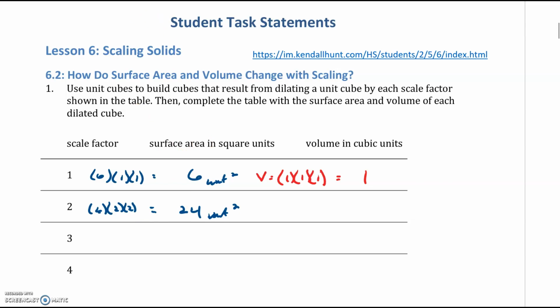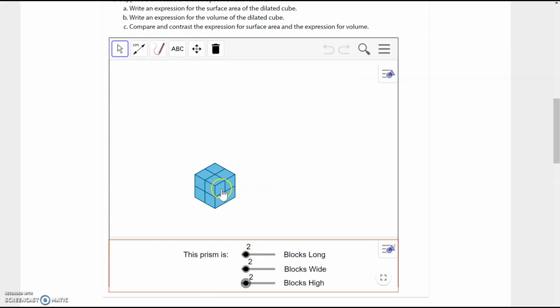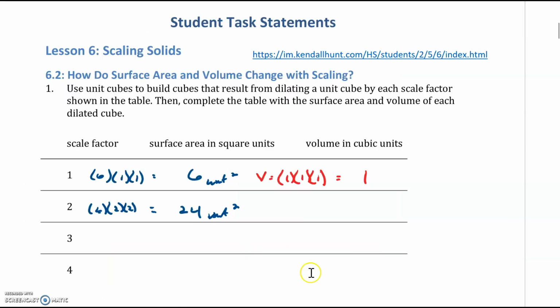Now let's look at our volume. The volume again is length times width times height. It is 2 units long, 2 units wide, and 2 units high. 2 times 2 times 2 is 8 units cubed.